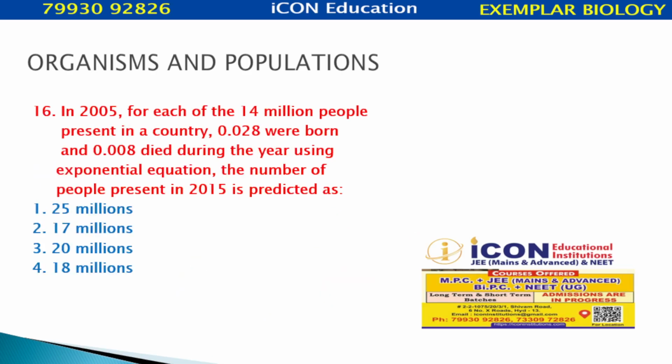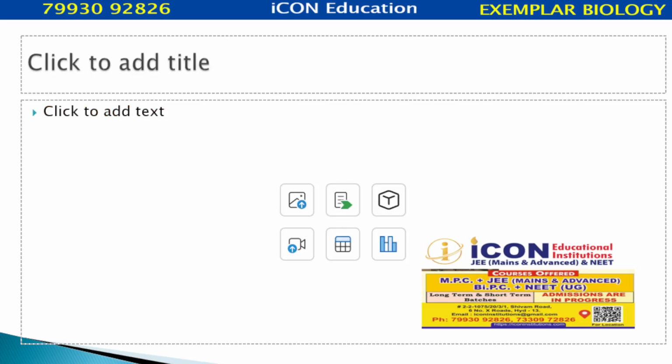In 2005, for each of the 14 million people present in a country, 0.028 were born and 0.008 died during the year. Using the exponential equation, the number of people present in 2015 is predicted as? So we need to do the problem here. Let's go to the problem.